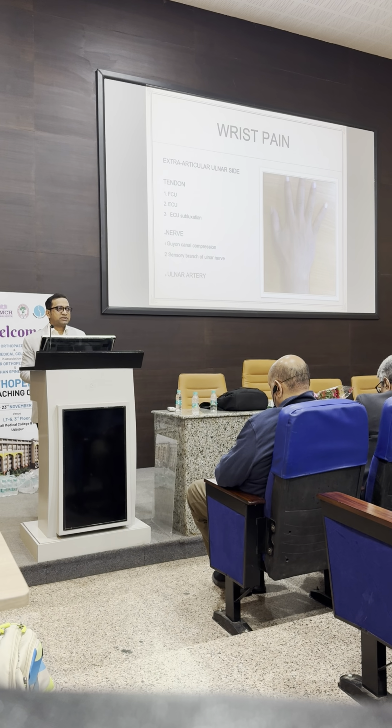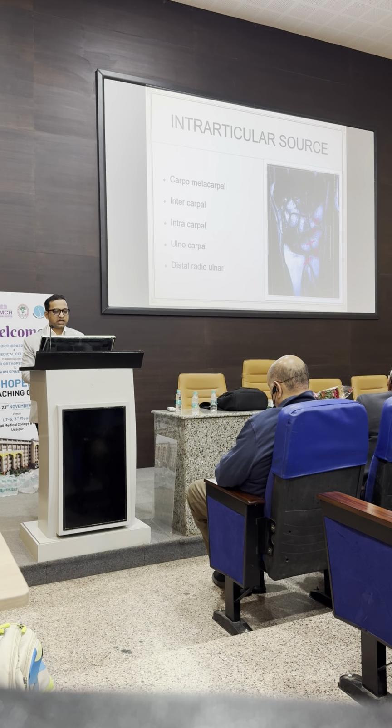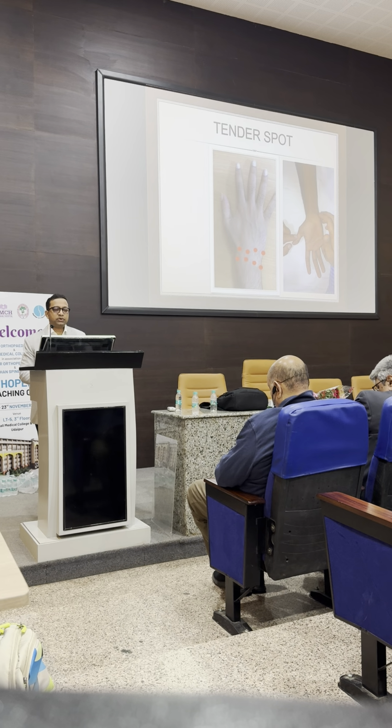In order to understand the pathology, we divide this into 2 parts by drawing an imaginary line from the middle finger. Whatever the source on the ulnar side, we label it as ulnar sided pain. Whatever on the other side is radial sided pain. And what are the typical sources? You have tendons, nerves, arteries, and some intercarpal ligaments which are holding all those carpal bones together.